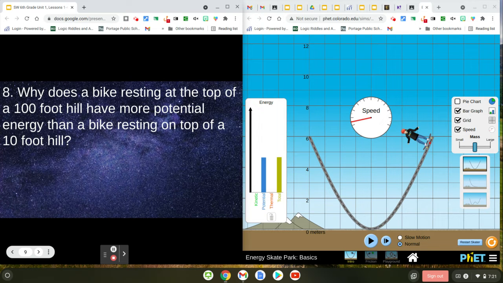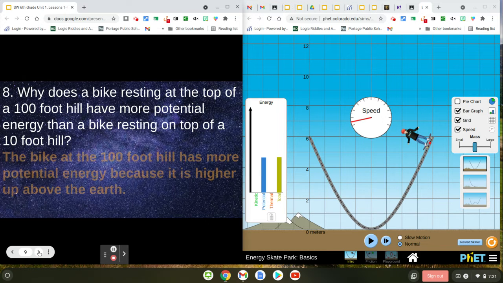Number 8, why does a bike resting at the top of a 100-foot hill have more potential energy than a bike resting on top of a 10-foot hill? The bike at the 100-foot hill has more potential energy because it is higher up above the earth. We learned that with the blocks and the boards when we slid the blocks down the board. The higher up we raised the board, the faster the block went, and therefore it had more kinetic energy. And it had more potential energy the higher up it was before it was released.